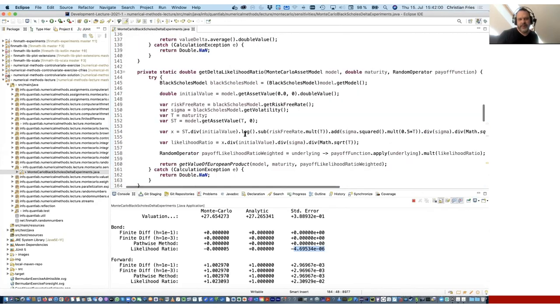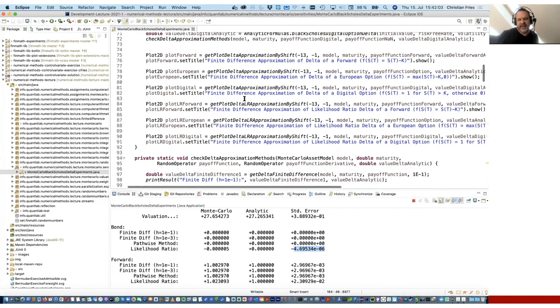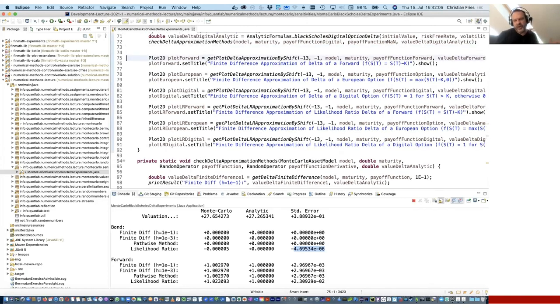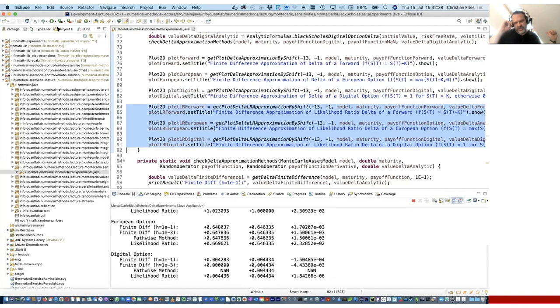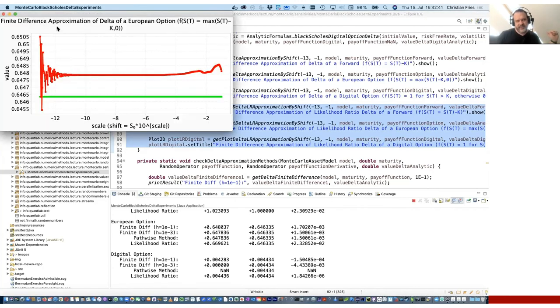So here in the end, I have a few plots. So I'm now plotting the stuff that we plotted in the last session. So the finite difference applied to the forward, the linear function, the finite difference applied to the European option, the call option, the one with the kink, the finite difference applied to the digital, the one with the discontinuity. I have these plots for different shift sizes, the plots that we looked at. And now I can also look at these guys for the likelihood ratio method. And if you run this program, it will generate all these plots.